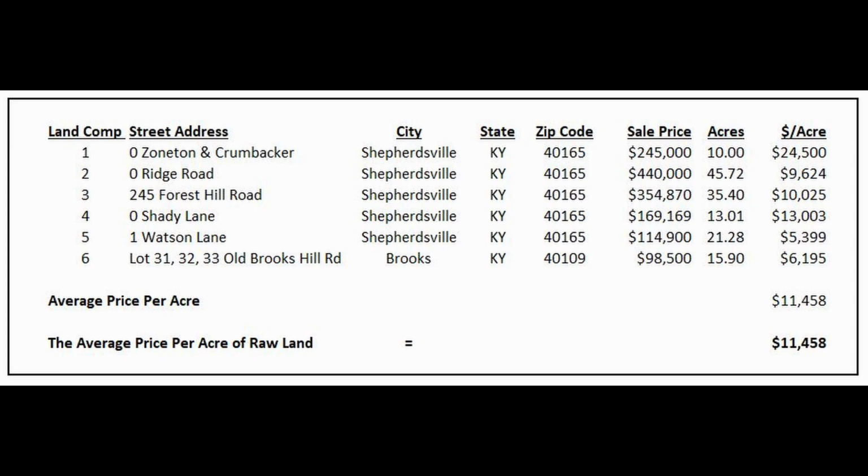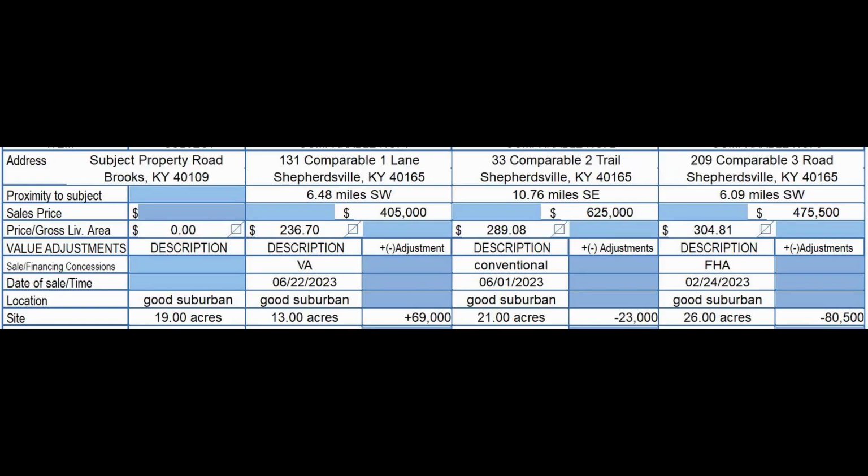We've used 6 comparables. There is a broad range of prices and values and also land sizes. And what I've done at the bottom is I've come up with an average price per acre of $11,458. Okay, that's for raw land in and around my subject neighborhood. So we can just take that number and let's go ahead and round it up to $11,500.